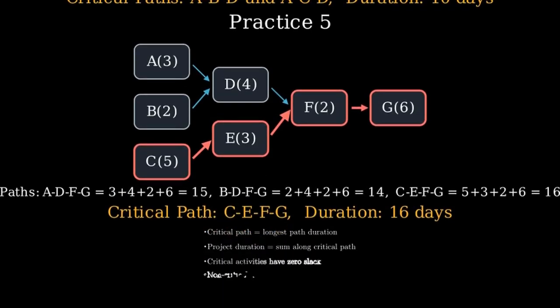Quick recap. The critical path is the longest duration path from start to finish and sets the project duration. Non-critical activities have slack and can move without delaying the project, while critical activities have 0 slack.